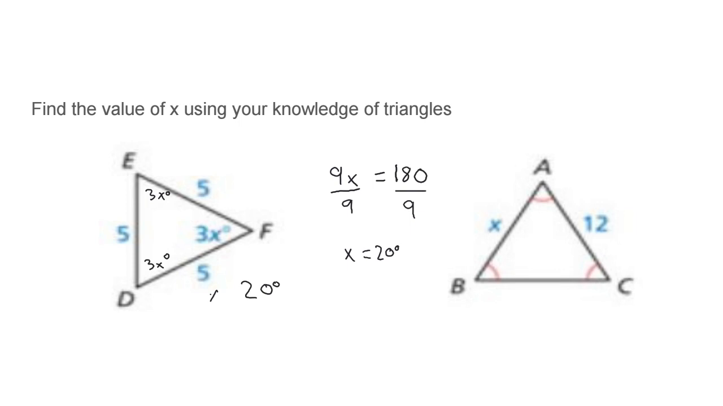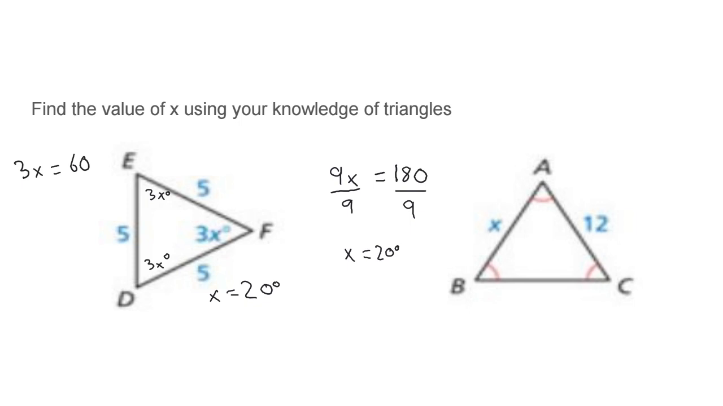Okay? So you might also realize, hey, it's an equilateral triangle. That means all the angles are 60. So you could have set up just one of these angles as 3x equals 60 and found it the exact same way.